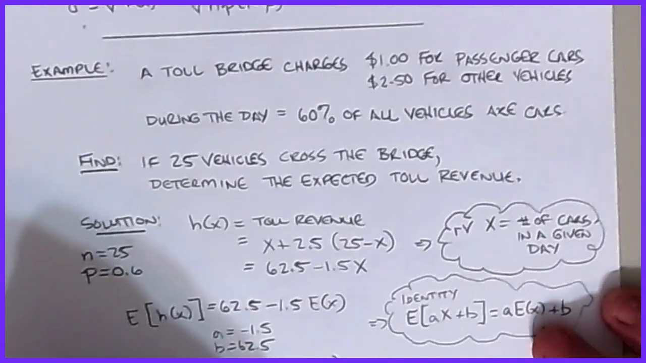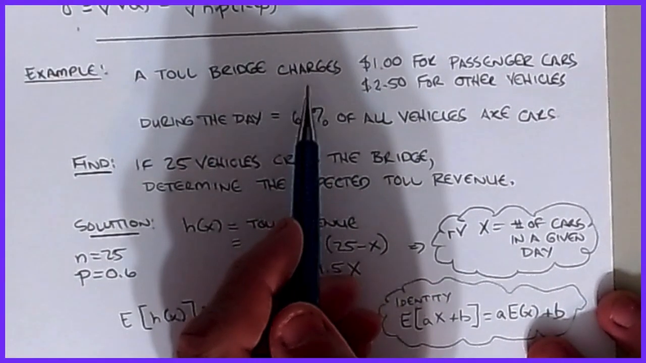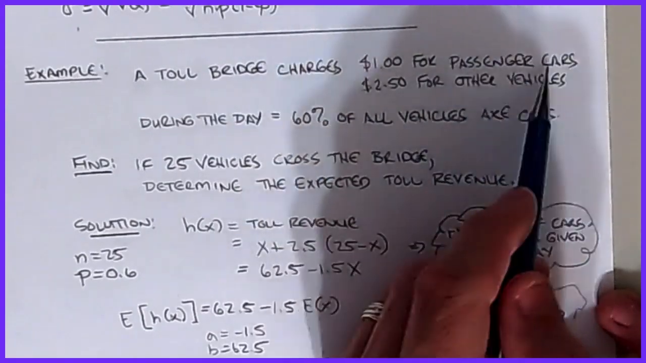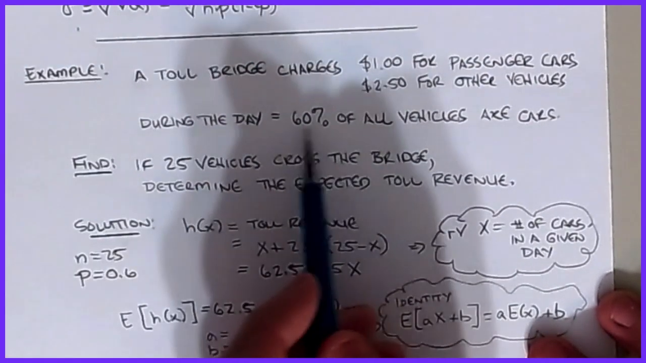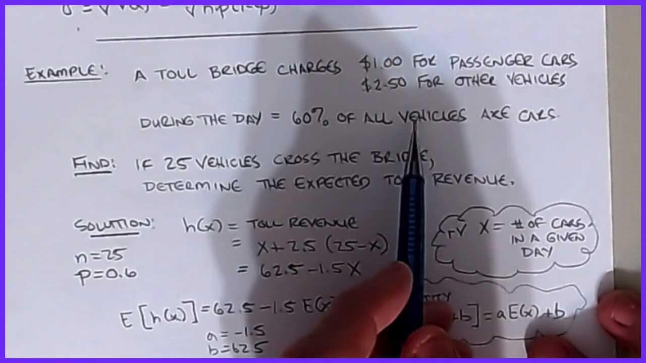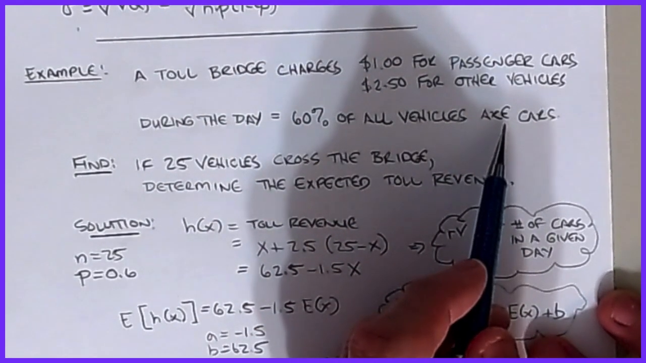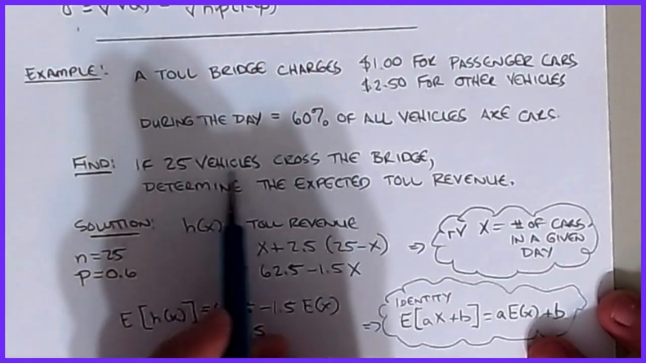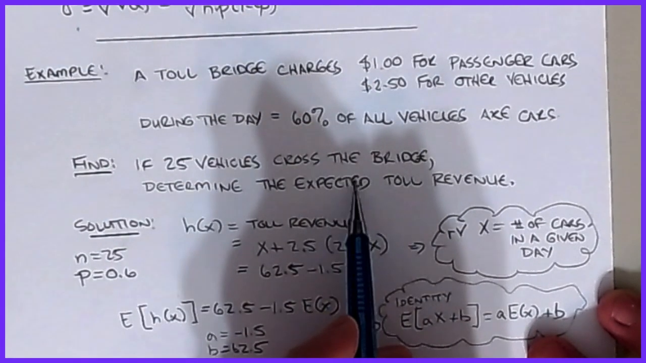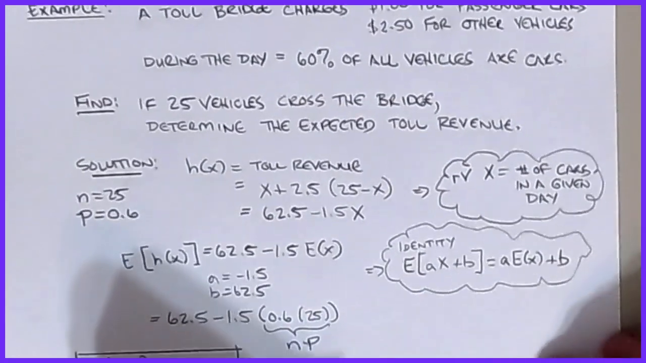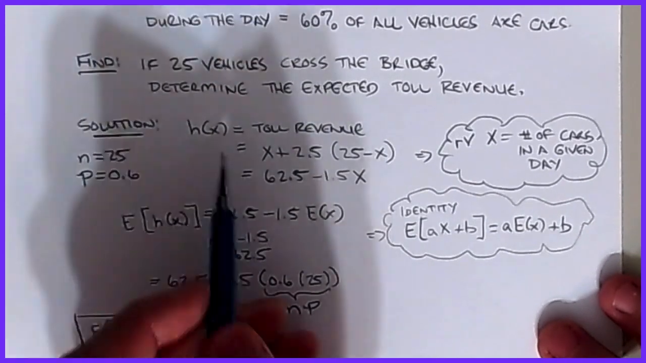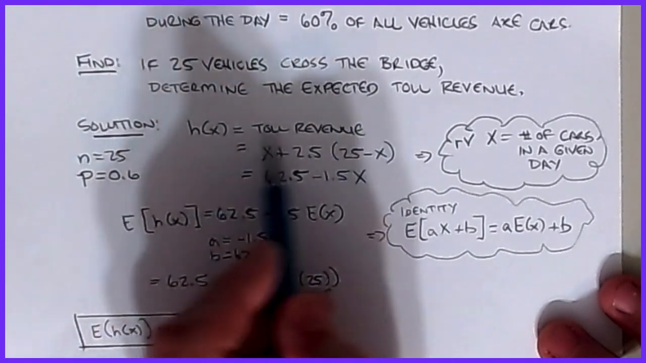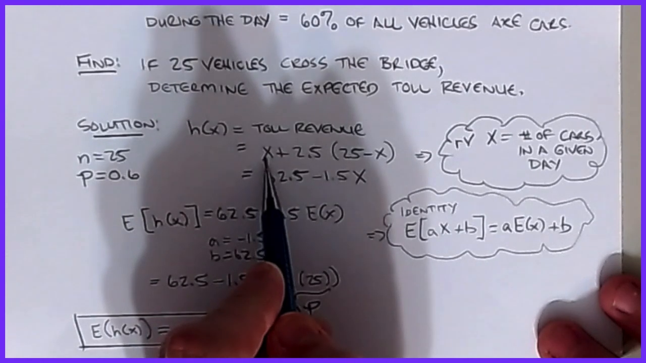All right, now let's take a look at what we can do with a simple word problem. Suppose we're looking at a toll bridge that charges $1 for passenger cars and $2.50 for all other vehicles. During the day, 60% of all the vehicles at this bridge are cars. So what we want to do is find, if 25 vehicles cross the bridge, the expected toll revenue that could be generated. It's just a simple thing. The hardest part of this whole problem is figuring out what the toll revenue equation is. So this is an h of x equation, and our toll revenue is $1 per car.